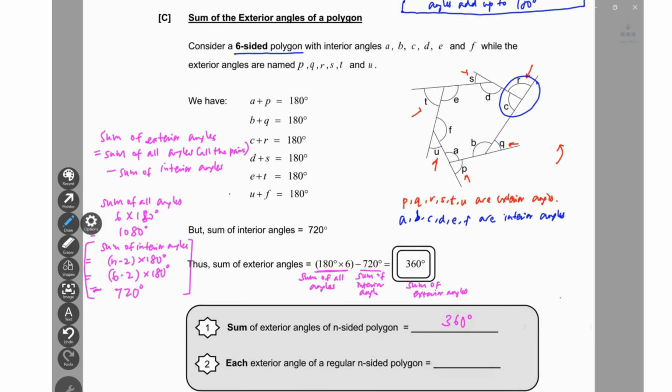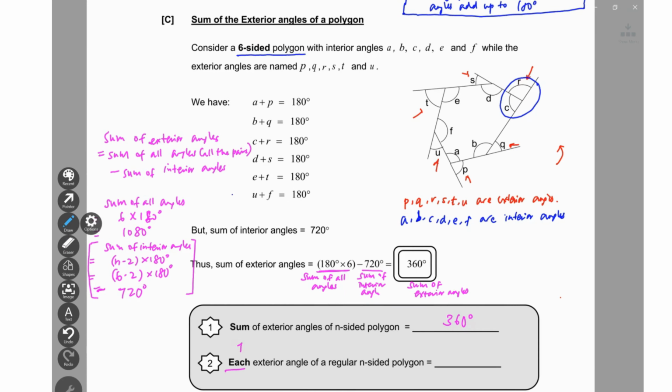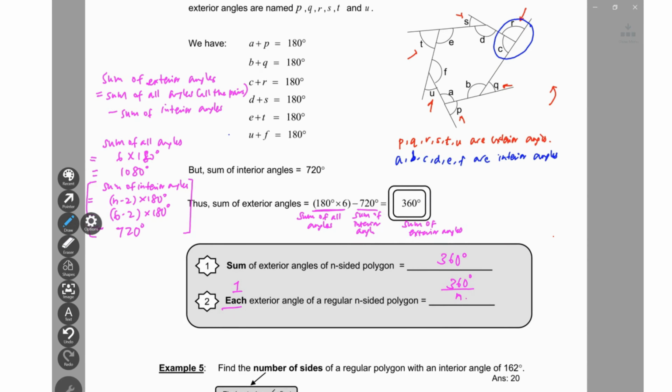If you want to find each, meaning one exterior angle, similar to that of the interior angle, you divide by the number of sides. Same thing: divide by the number of sides to find one exterior angle.